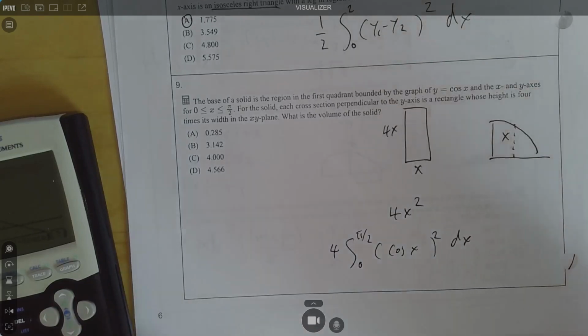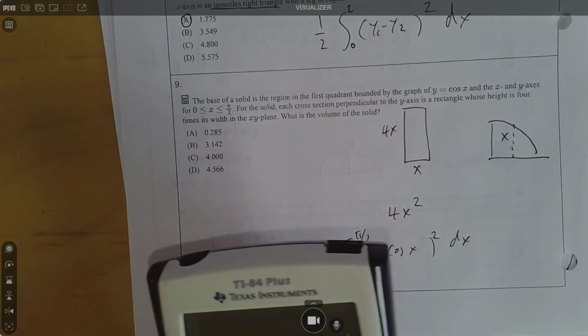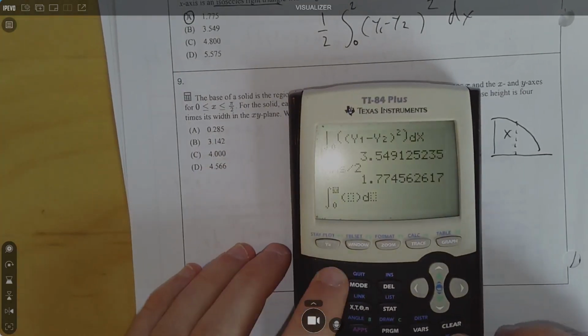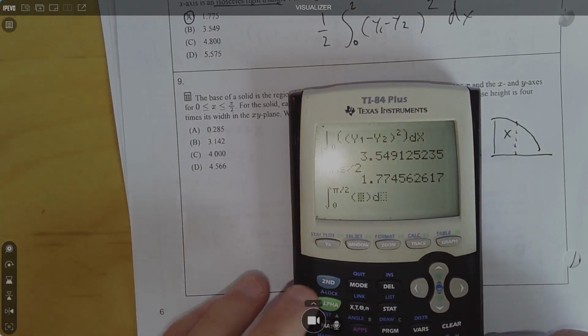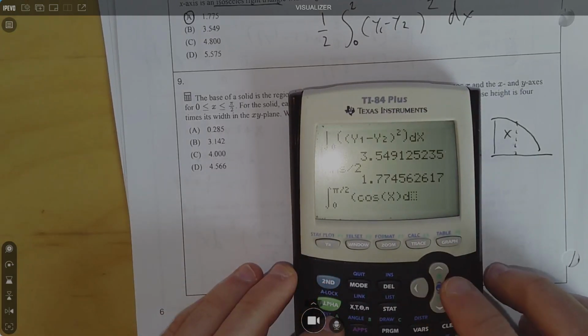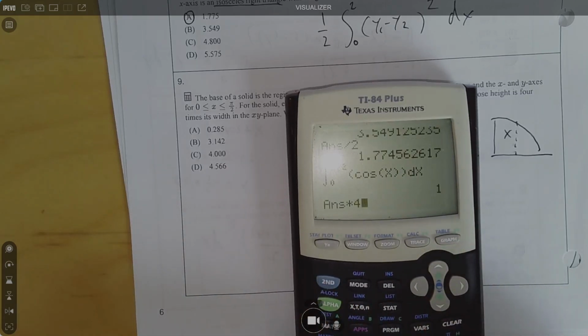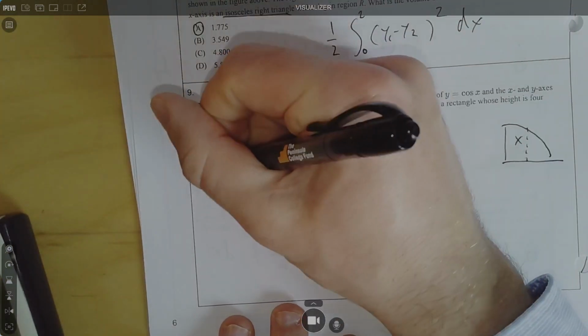Okay. So let's do that. Math 9 again. From 0 to pi over 2, cosine x squared dx, and then we're going to times it by 4. So it's C. Okay, last calculator multiple choice to go.